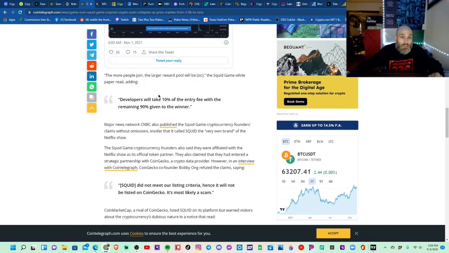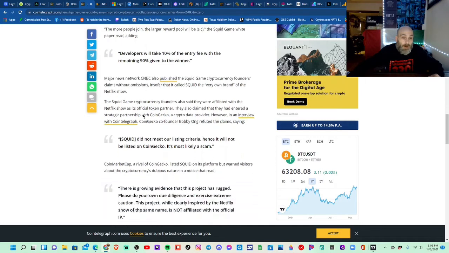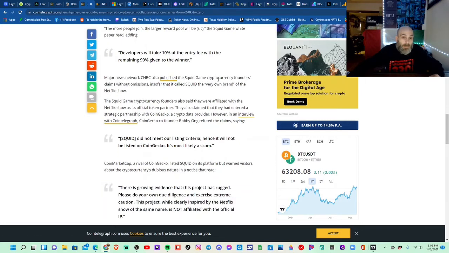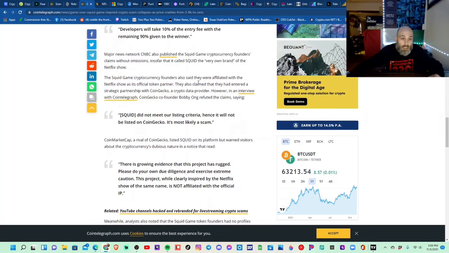The more people join, the larger the reward pool will be, the Squid Game white paper read, adding, developers will take 10% of the entry fee with the remaining 90% given to the winner. Major news network CNBC also published the Squid Game crypto founders' claims without omissions insofar as it called Squid the very own brand of the Netflix show. The founders also said they were affiliated with the Netflix show as its official token partner.